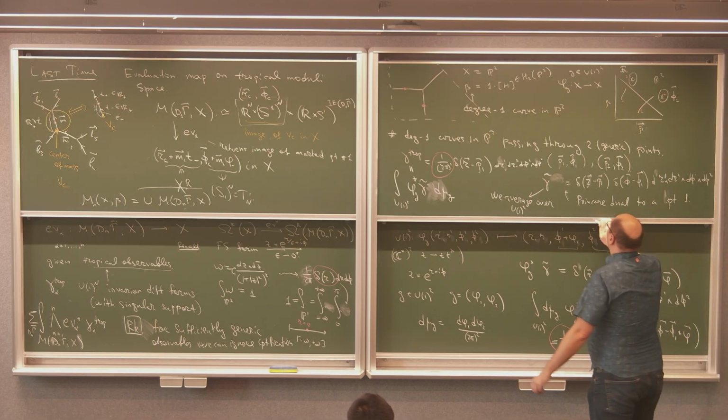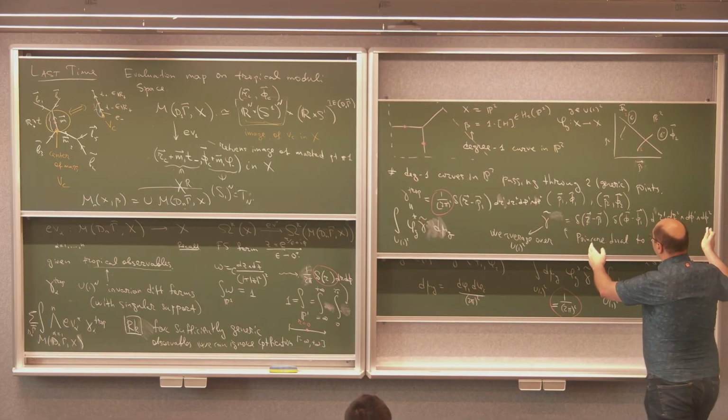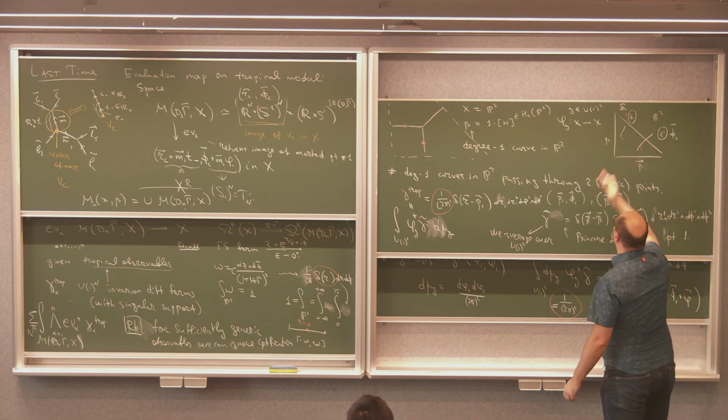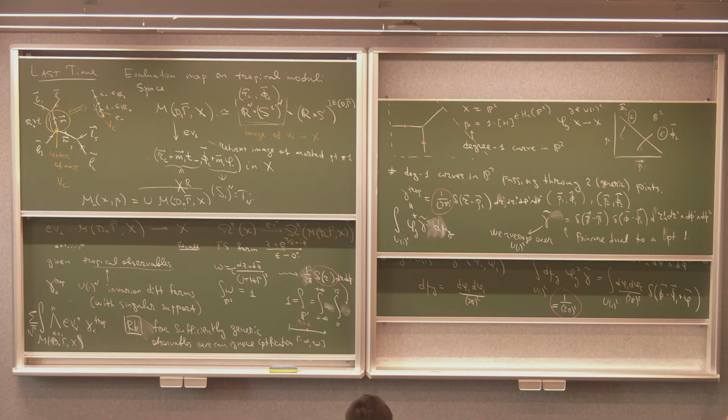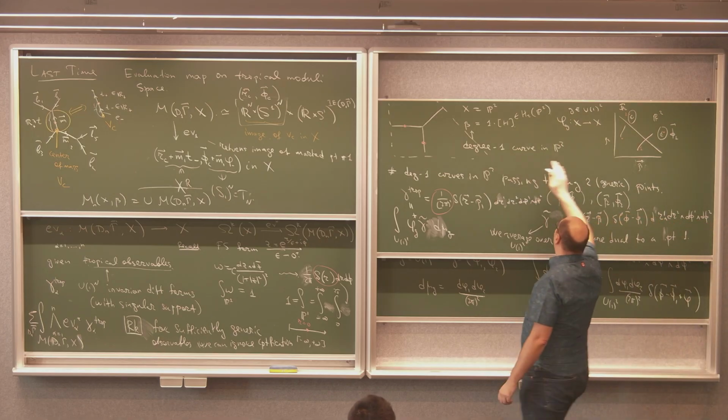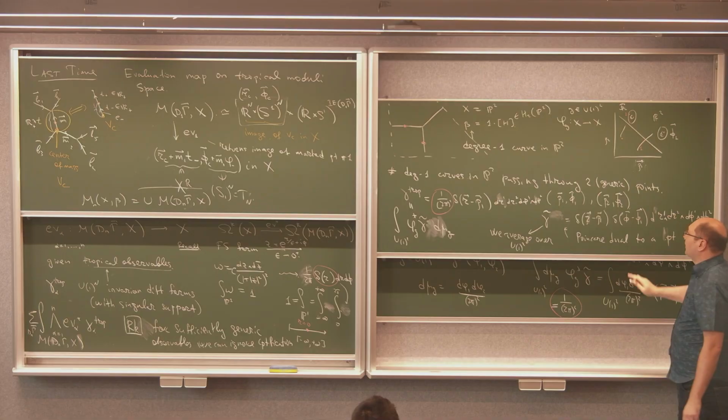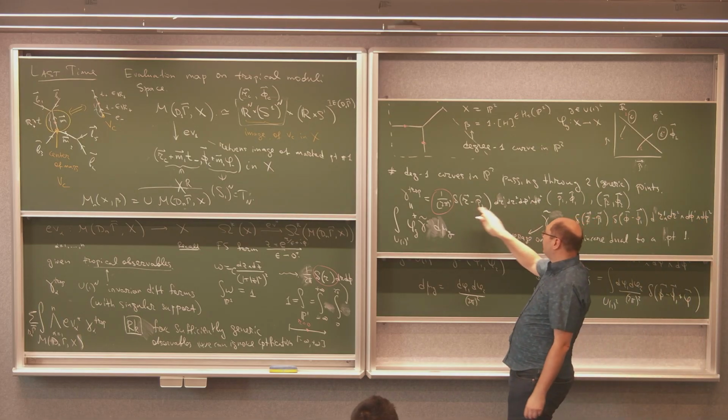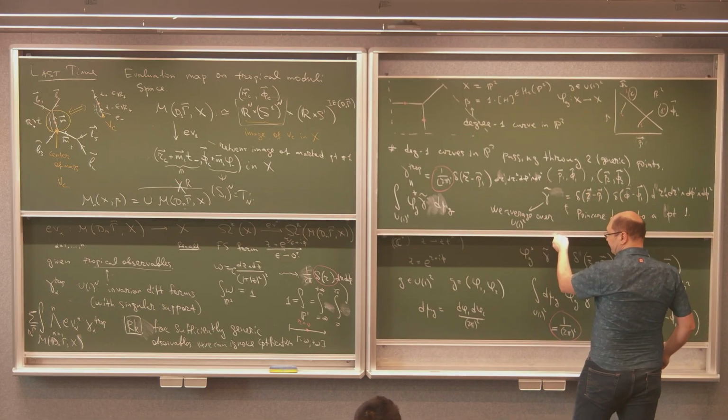Therefore, we take this geometrically formulated enumerative problem about a degree 1 curve passing through these 2 points. So we perform this averaging and get these tropical observables.